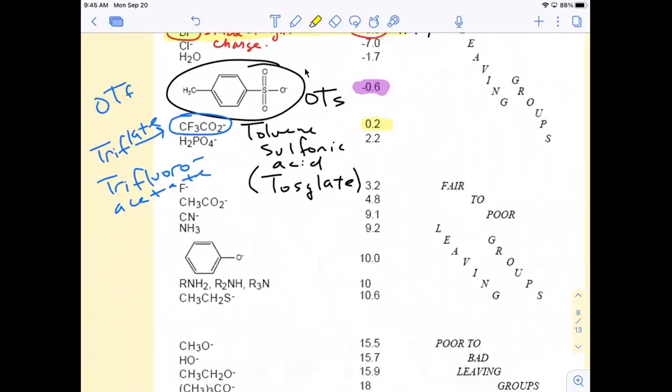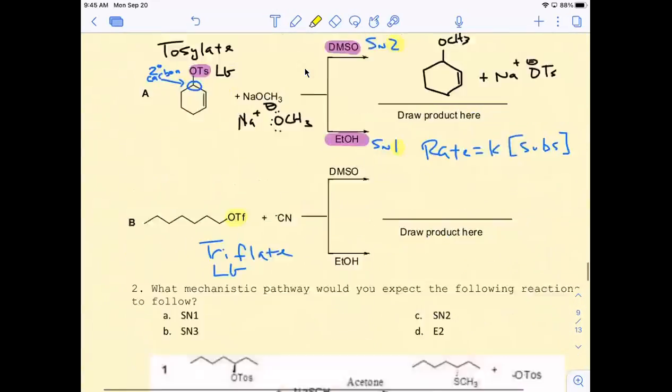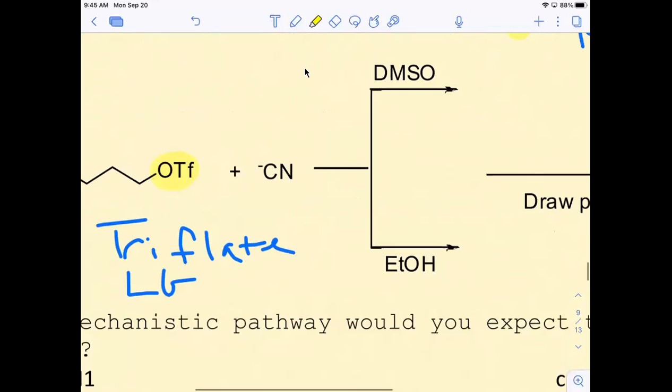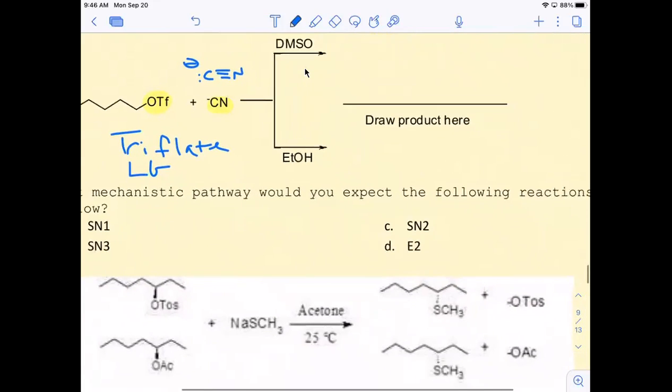All right, so let's go back to here. We got a good leaving group. We have a cyanide nucleophile, and this is what we call a nitrile group, right? Carbon is negative. What is the product? What does the product look like?